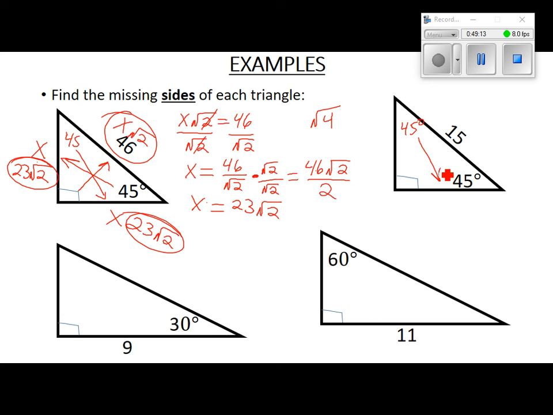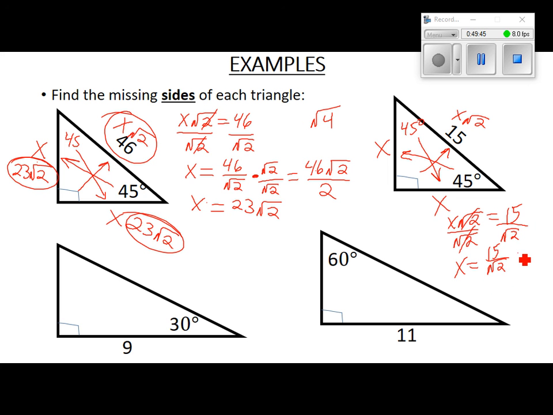Side across from the 45-degree angles are going to be labeled what? X, X. Side across from the right angle? X times the square root of 2. What's the equation we're going to set up this time? X times square root of 2 equals 15. What do I do first? Divide by the square root of 2. These cancel out. You're left with x equals 15 divided by the square root of 2.